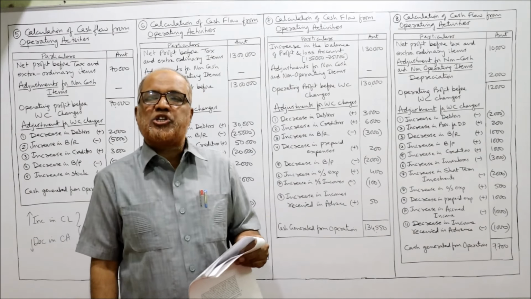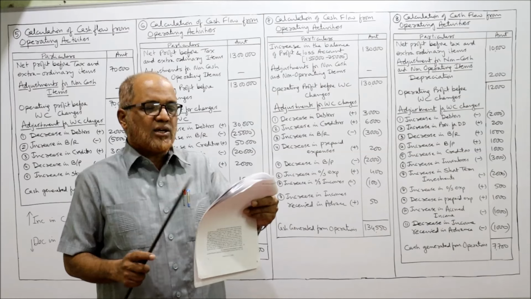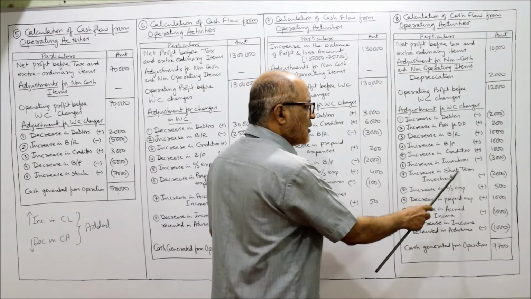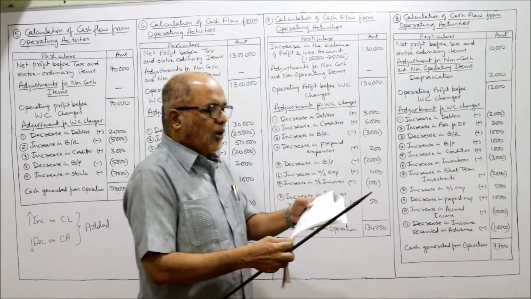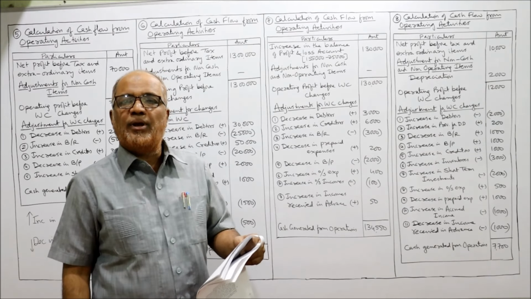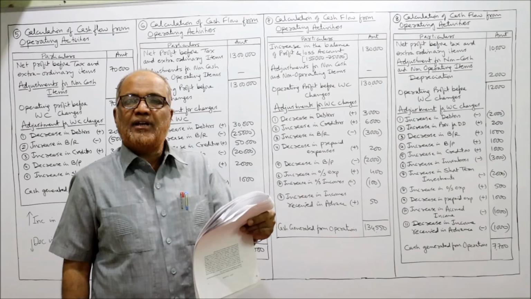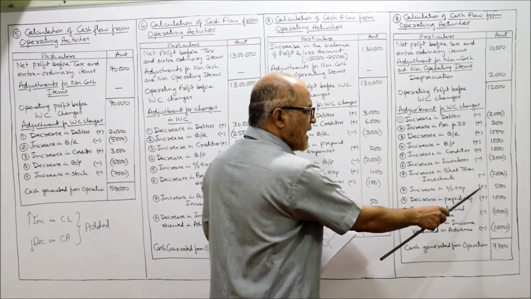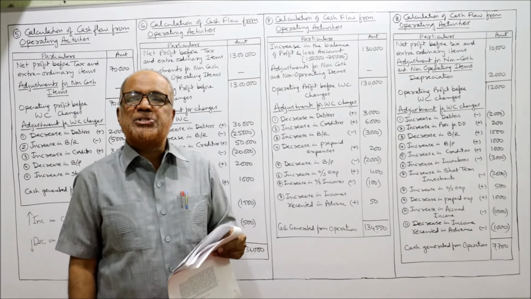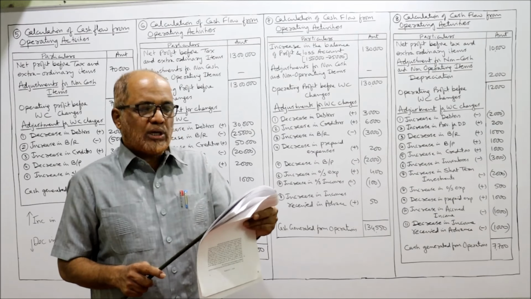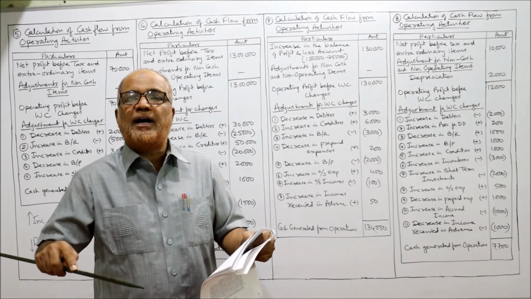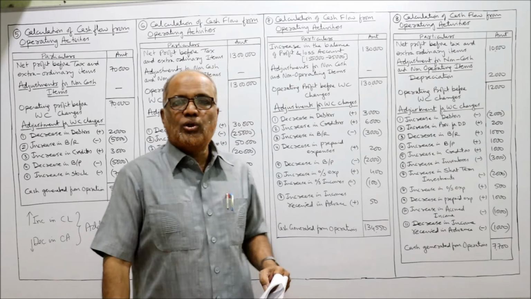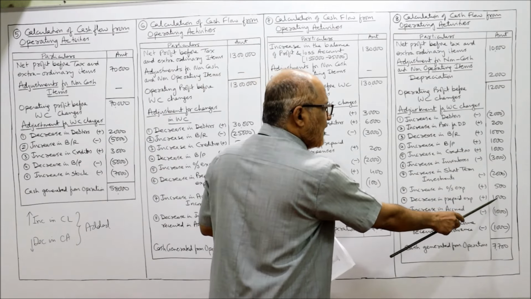Then short-term investment, it's a current asset. So last year 10,000, current year 12,000. Increase in current asset, deduct. So increase in short-term investment, deduct, minus. Outstanding expenses, current liability. So last year 1,000, current year 1,500. Increase in current liability, add up. So increase in outstanding expenses, added 500. Then prepaid expenses, it's a current asset. So last year 2000, current year 1000. Decrease in prepaid expenses should be added, because decrease in current asset should be added. So decrease in prepaid expenses should be added 1000.